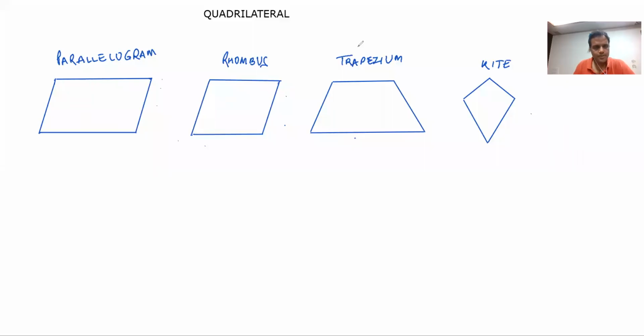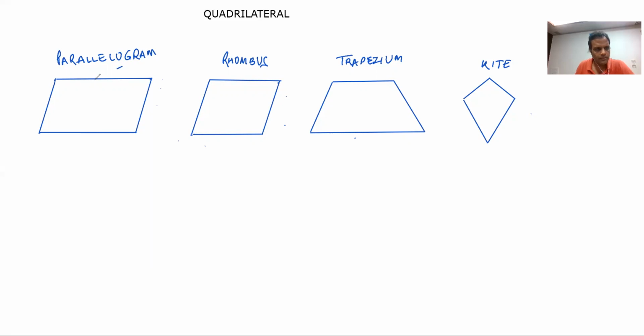Hi students, so today I'm going to talk about the chapter quadrilateral, and within quadrilateral I'm going to discuss the different kinds of quadrilateral. What are the four kinds of quadrilateral we study in class 8? One is the parallelogram, second is the rhombus, third is the trapezium, and fourth is the kite. So why I have made all these figures on one page is that we can do the comparison and can see the differences between each of the shapes.